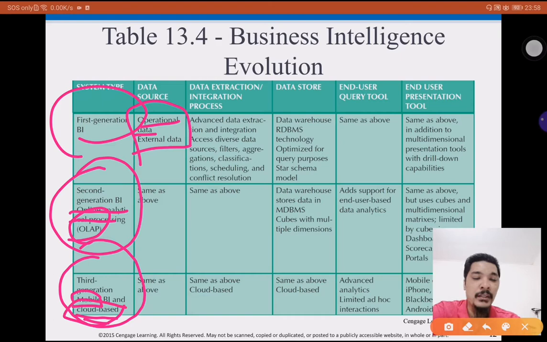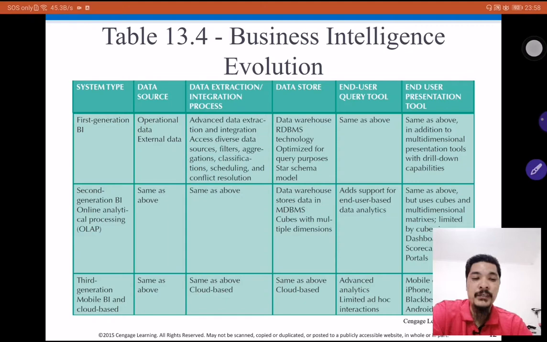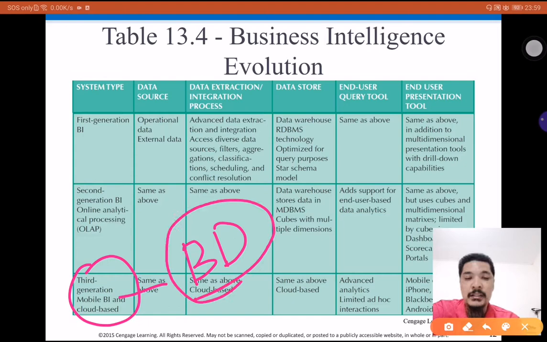This is what we call a cloud. So this is our era. Now we have moved on, the evolution is very fast. Yes, we have reached third generation mobile. Then maybe after cloud, the next term is big data, because part of the big data element is mobile and also cloud. So we are now in the era of big data.